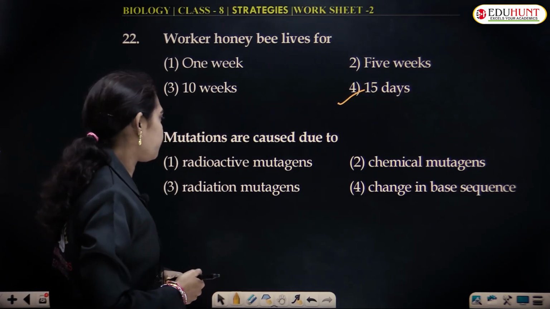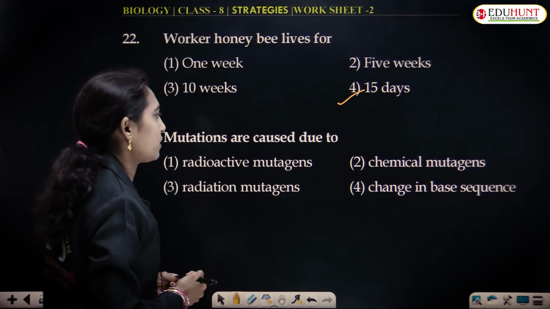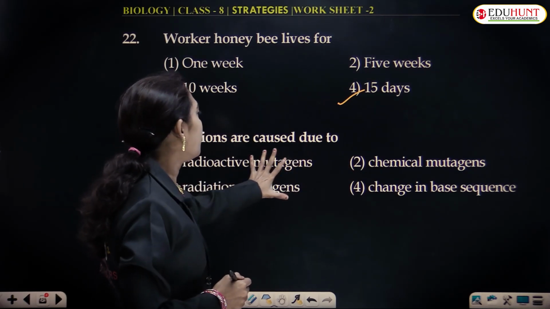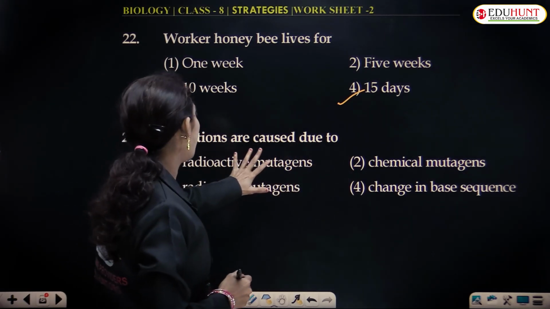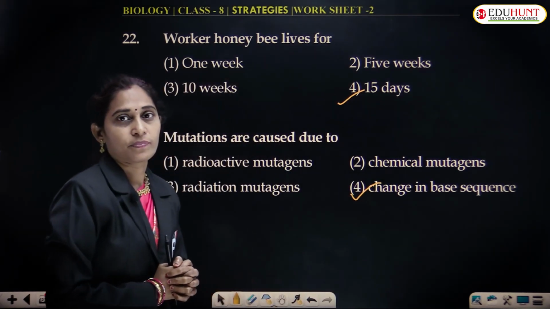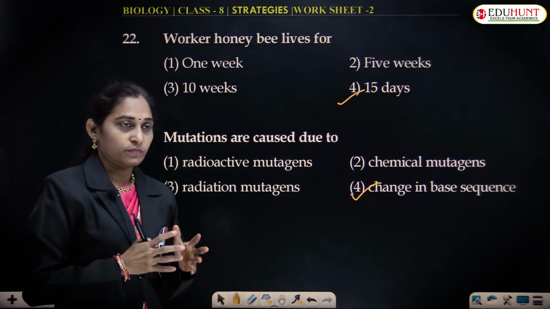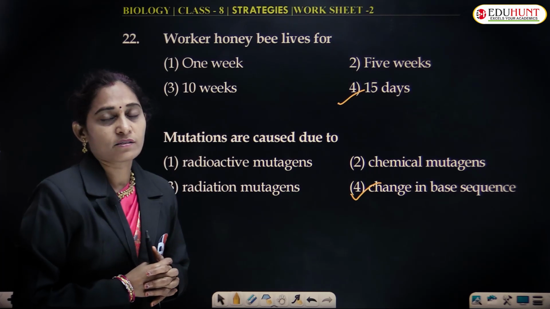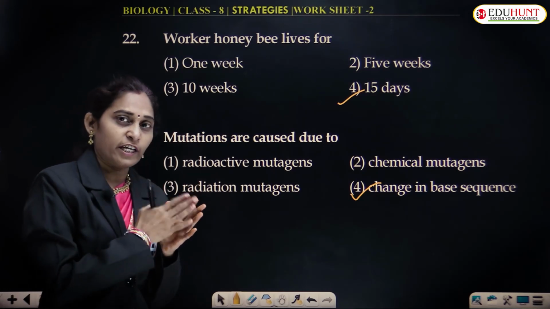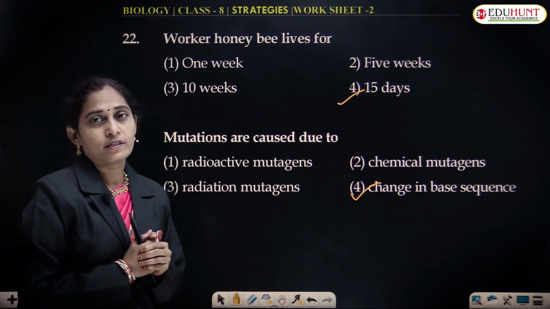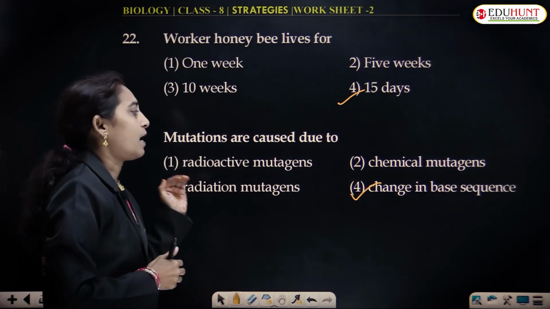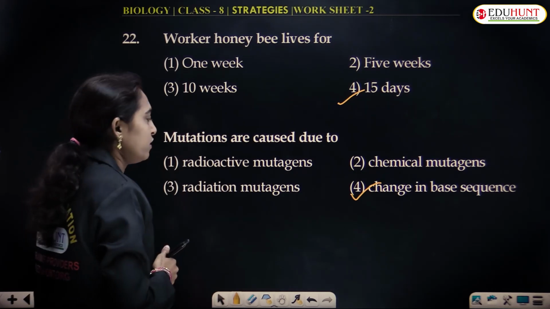Mutations are caused due to radiation mutagens, chemical mutagens, change in base pair sequence. These are the causing agents, but mutations are caused due to change in base sequence. If the base sequence is changed, the content of the gene changes. Because of that, it could not synthesize protein. Change in the protein or defect in the protein will give a deformed individual. So ultimately the answer is change in the base sequence in gene.